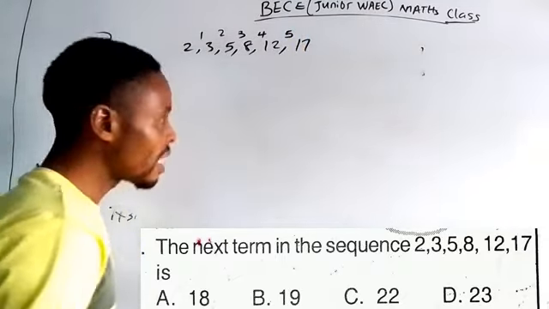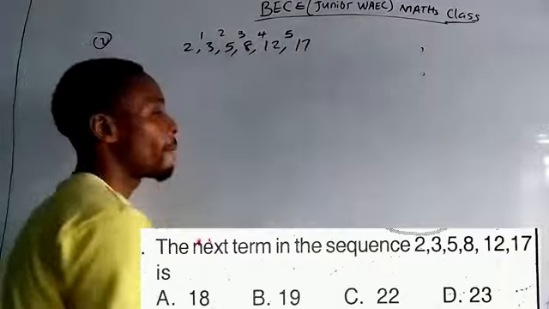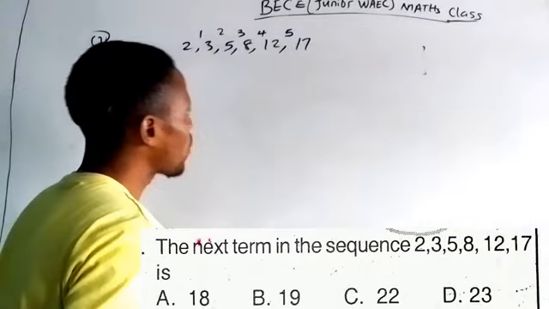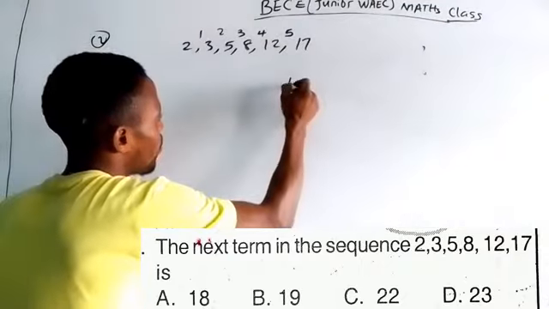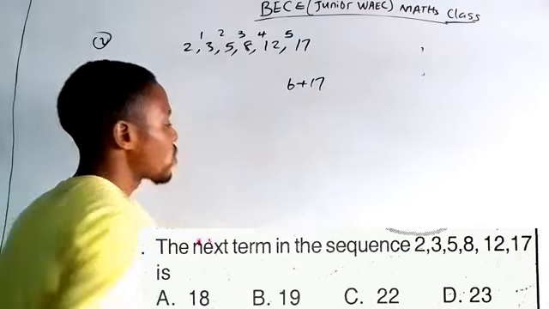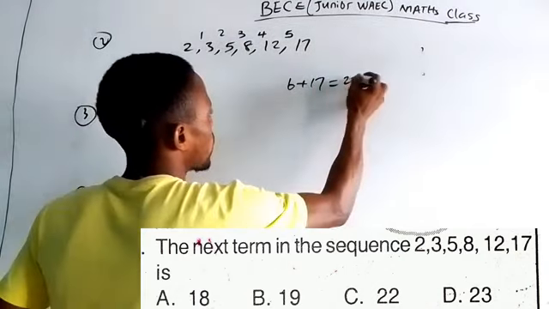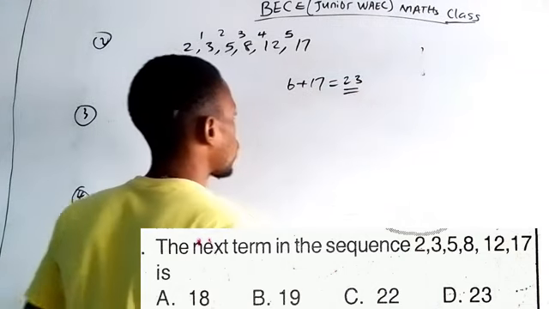So definitely the next one now is to be increased by 6. So you now say 6 plus 17, we have 23. So the answer is equal to 23.